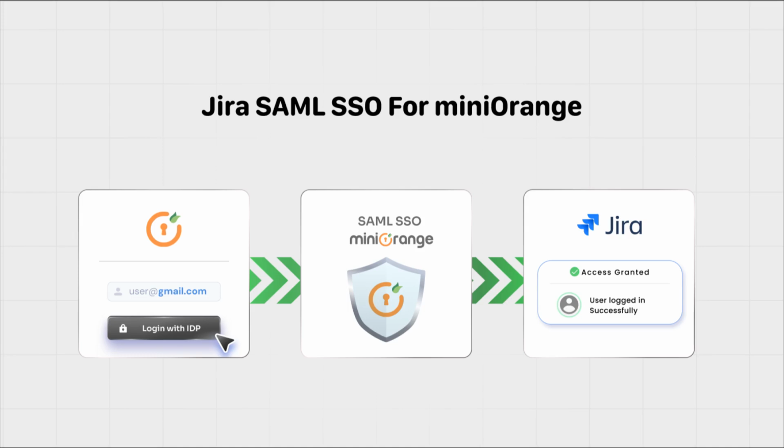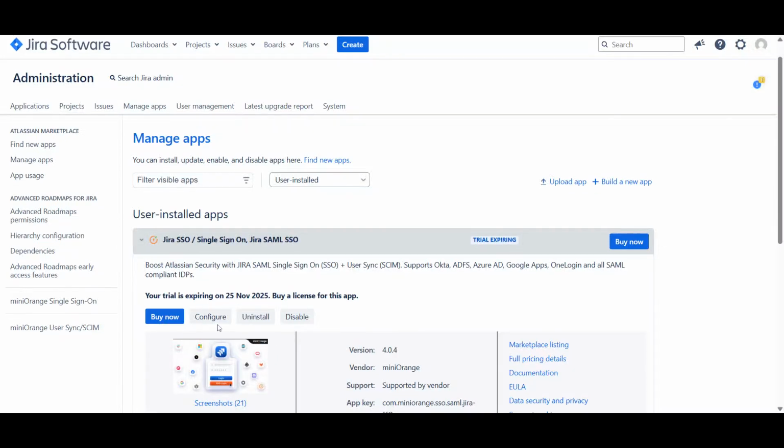Welcome to this tutorial on setting up SAML Single Sign-On for Jira using miniOrange as your identity provider. In this video, we'll walk you through the complete configuration process so you can enable secure, seamless login for your Jira users. Click the Configure button to begin setting up SAML SSO for Jira.